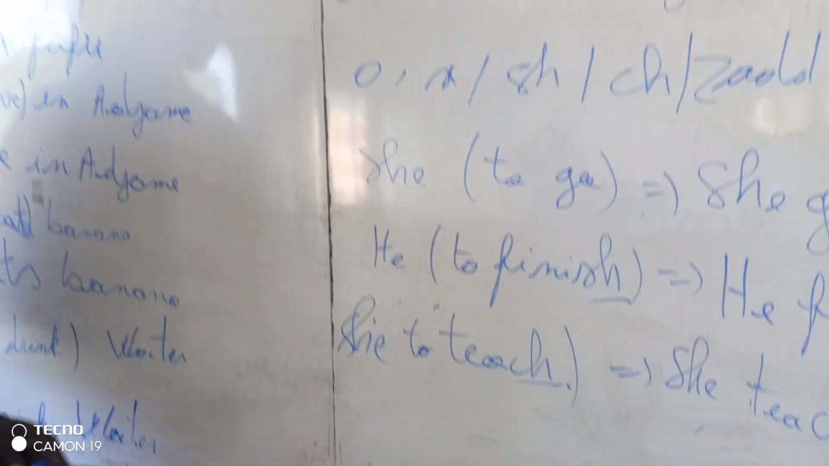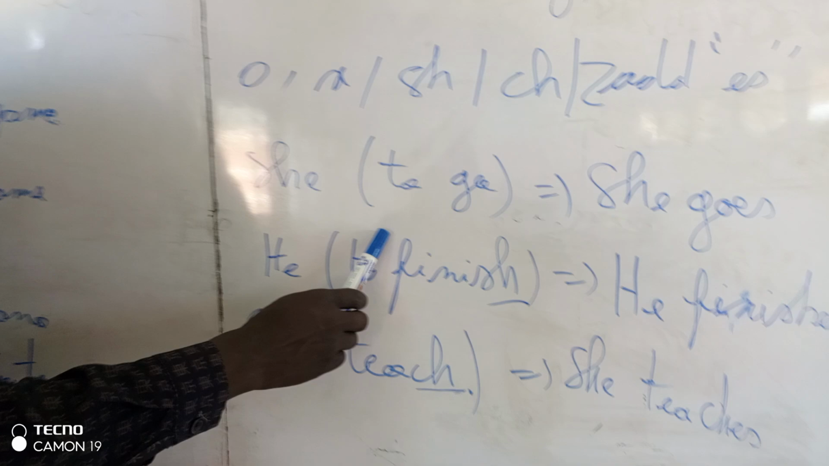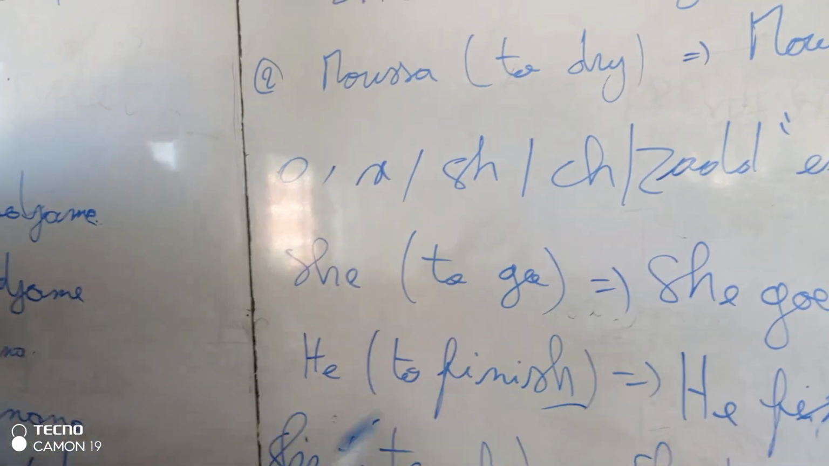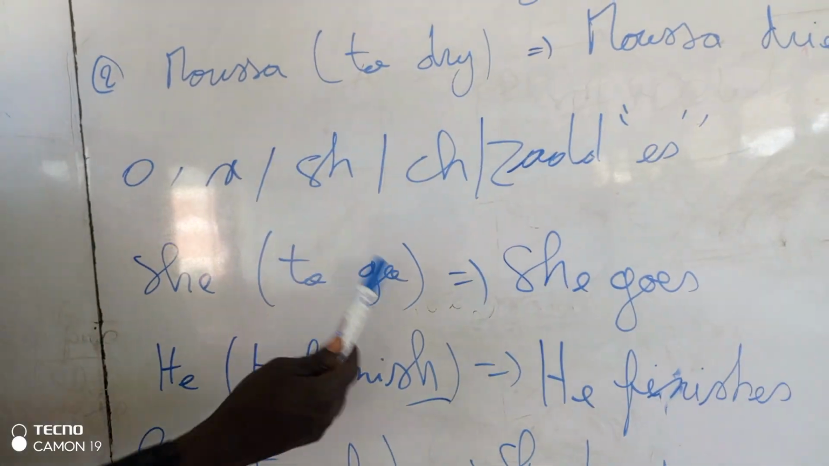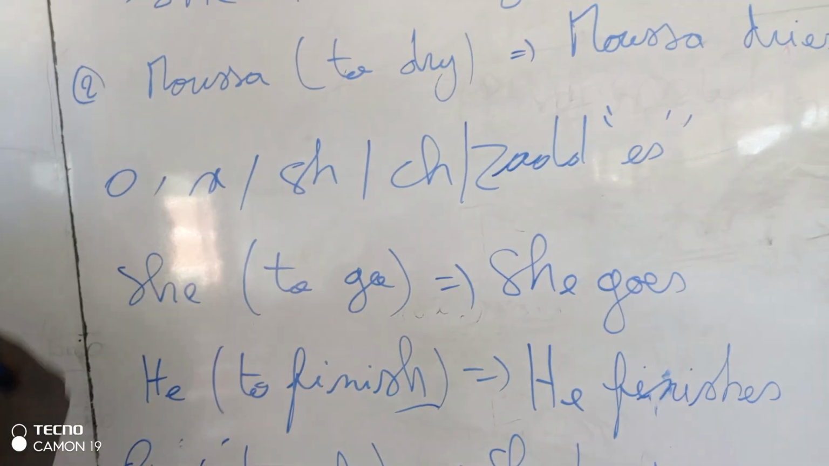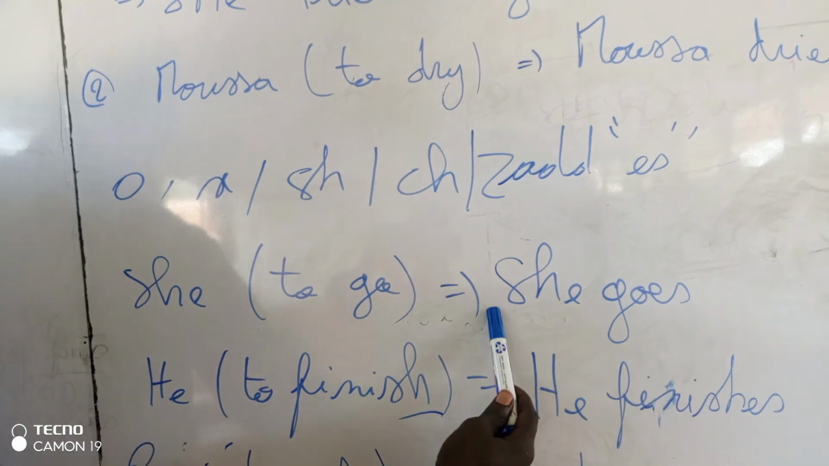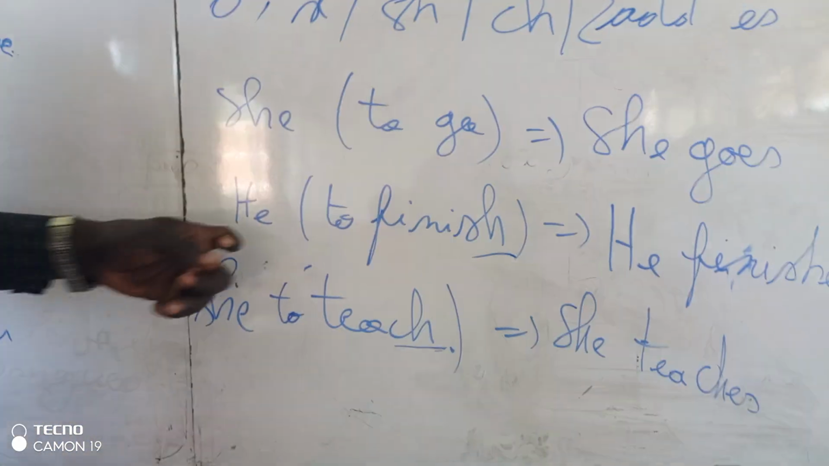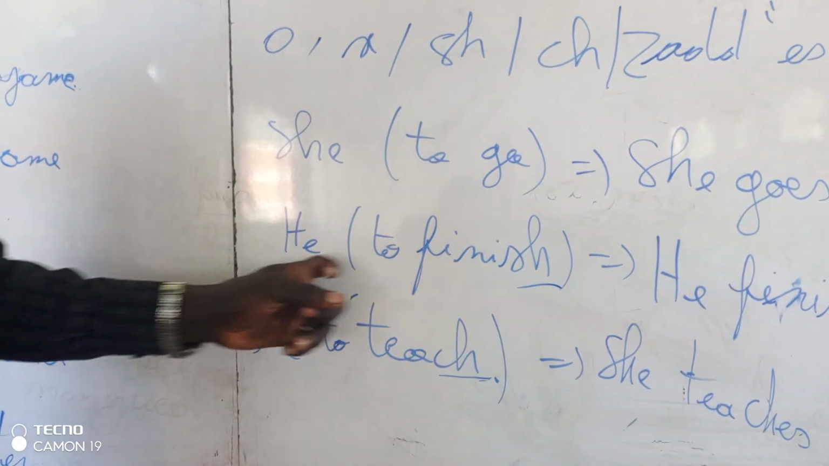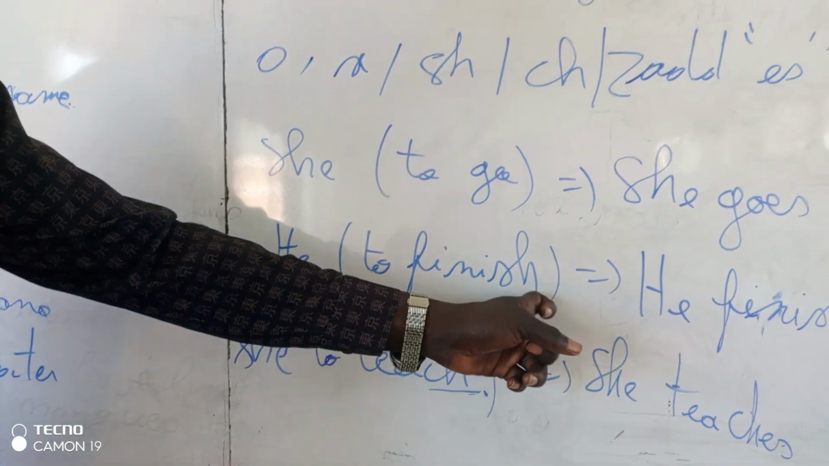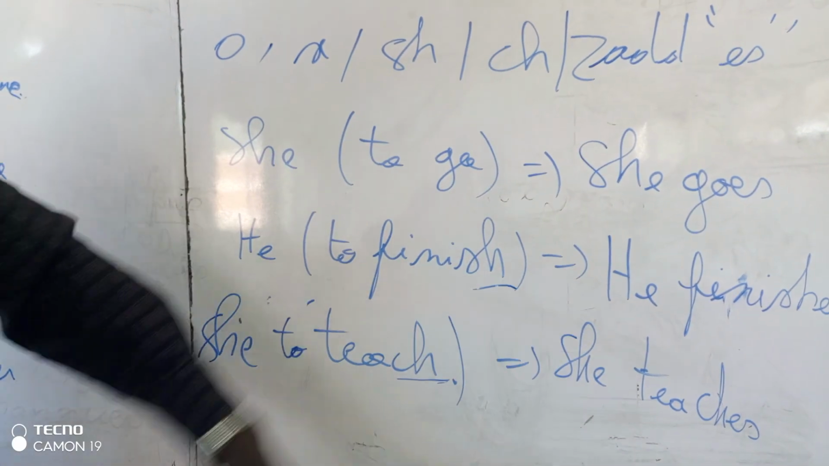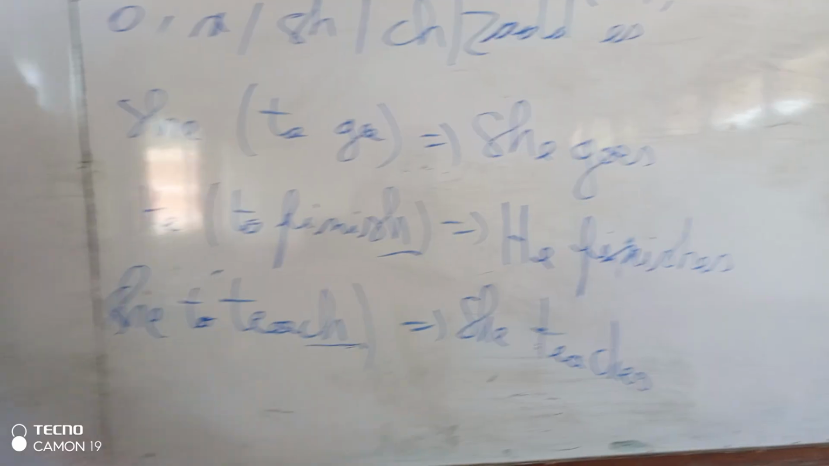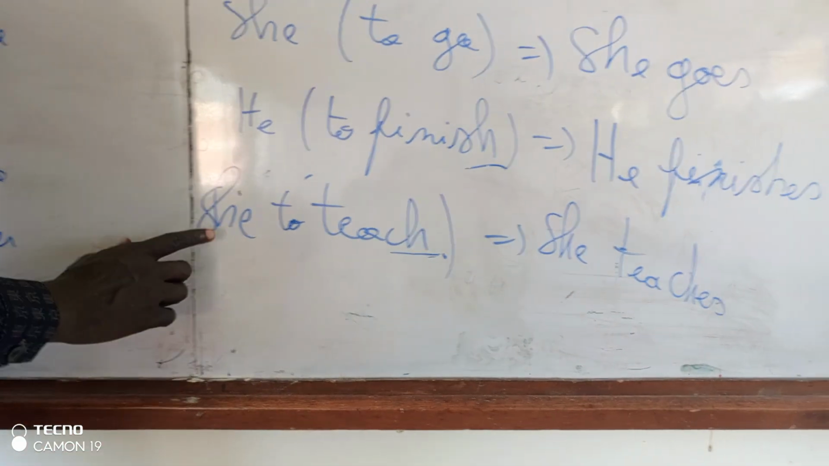So see an example. She to go. We have she. She is the third person. Okay. We will say what? She goes. Why? Because we have o at the end of the verb. She goes. Okay. Also here, she to finish. We have what? Sh at the end of the verb. So we will have what? She finishes. She finishes maybe his homework.